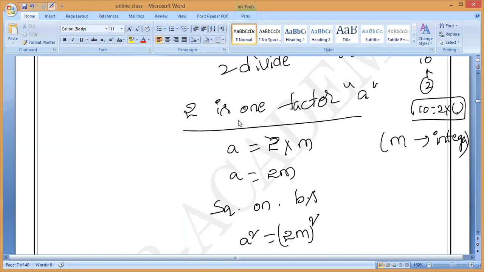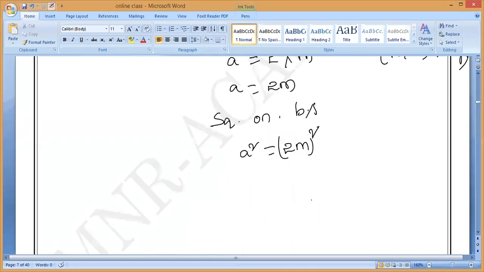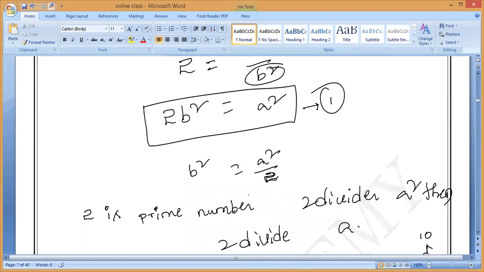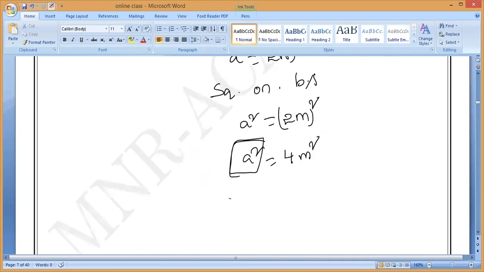Do you understand? Yes, ma'am. So A square equal to 2 square is 4, M square. In place of A square we can write 2B square, which is equal to 4M square.